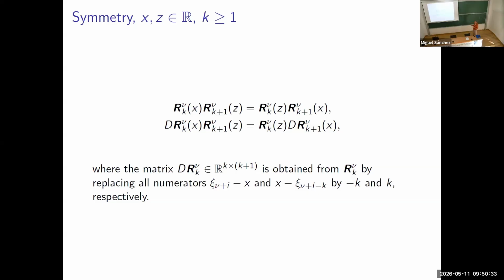So you can take Rkz times Rkx, and you get the same value. And this is sort of the basis for getting a lot of the algorithms and things. We also will consider taking derivatives of B-splines. We need some derivative matrices, which we call DRk, and which are obtained from Rk by replacing all numerators by minus k and k.